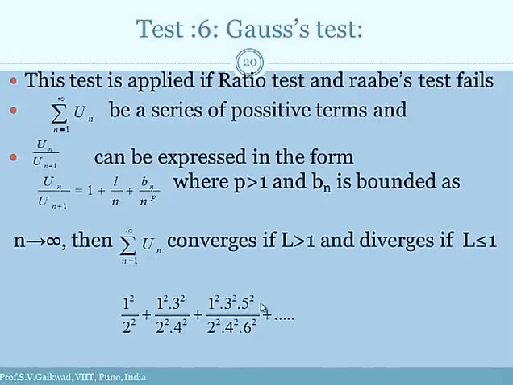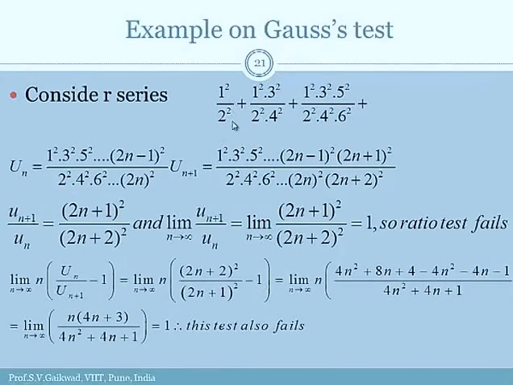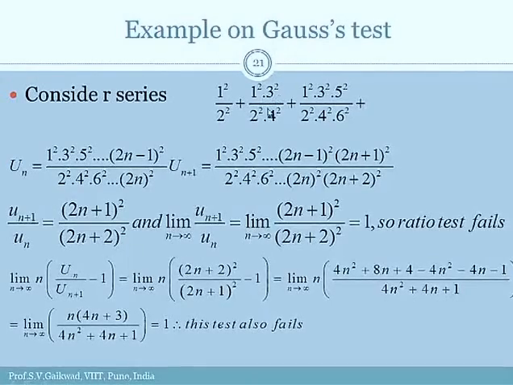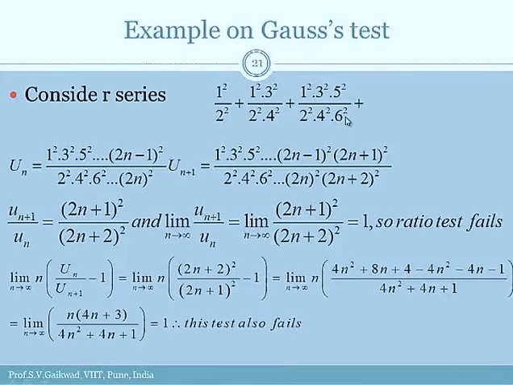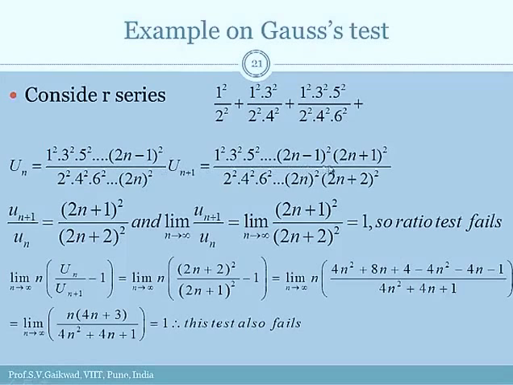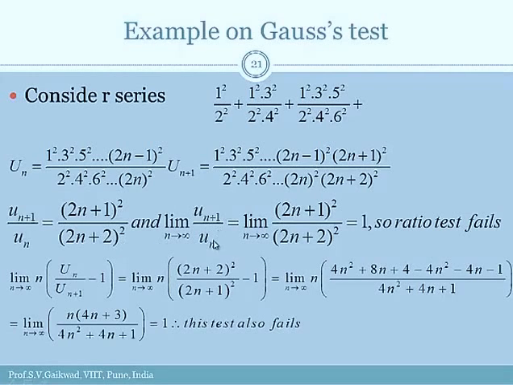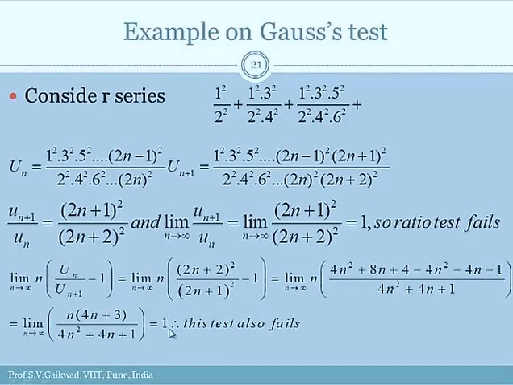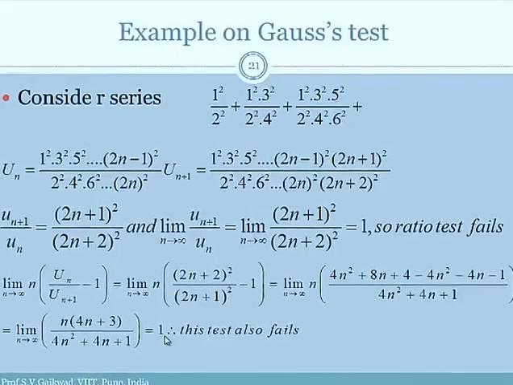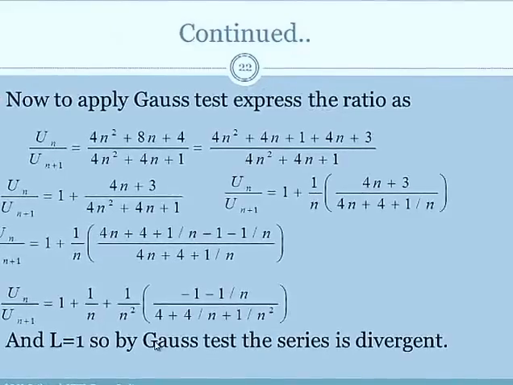This is the example here: 1 square upon 2 square, plus 1 square into 3 square upon 2 square into 4 square, and so on. As usual, this is the nth term. One more term here in un plus 1. The ratio will contain only these last terms. If you find the limit of un plus 1 upon un, the limit is 1, so the ratio test fails. Apply Raabe's test. In this case again, the limit is 1. So this test also fails. So we'll now try to apply the Gauss test.